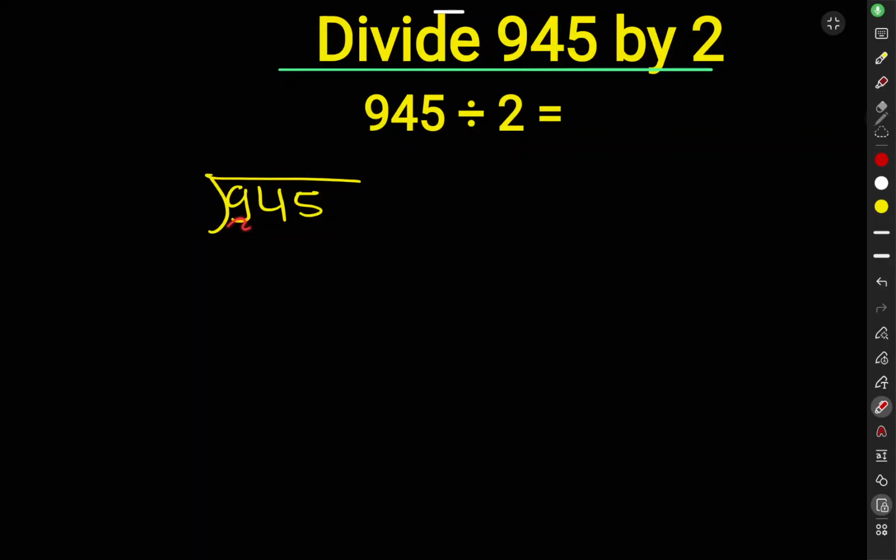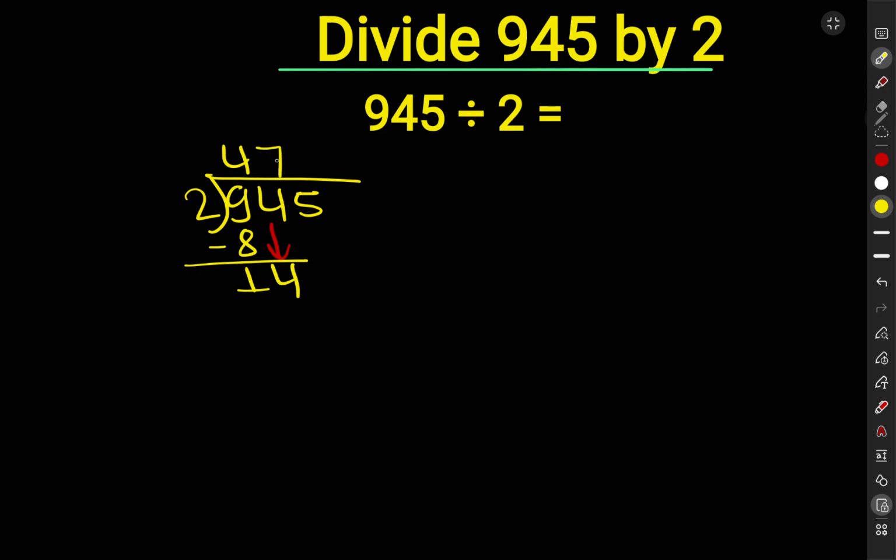We divide 945 by 2 in long division method. So 2 times 4 is 8. On subtracting we get 1. So now we put down this 4 and it is 14.